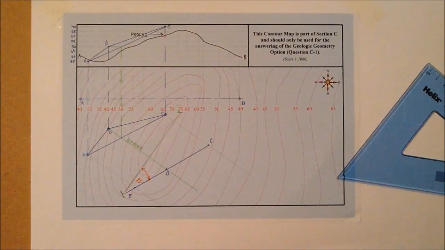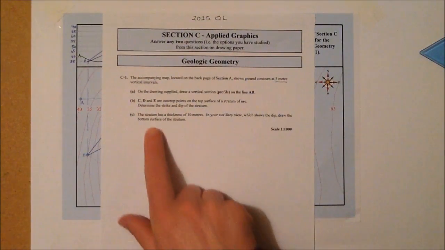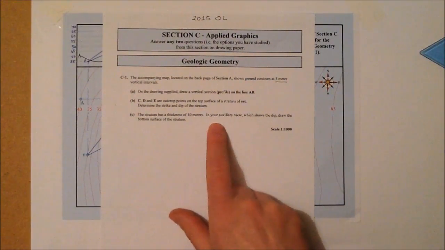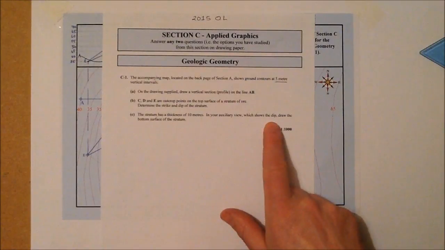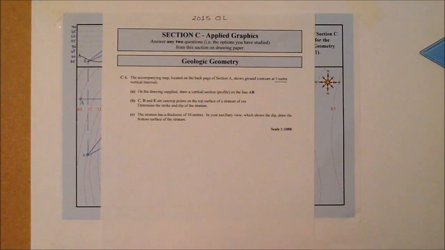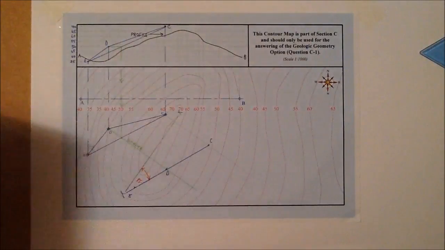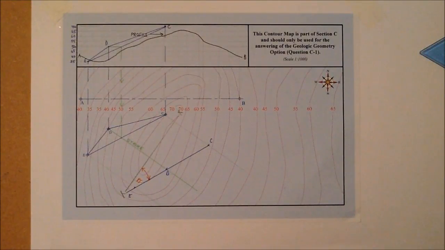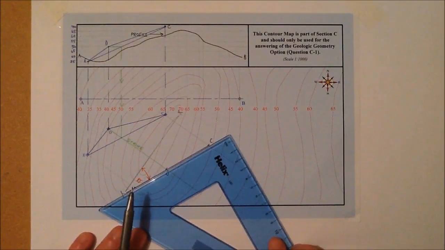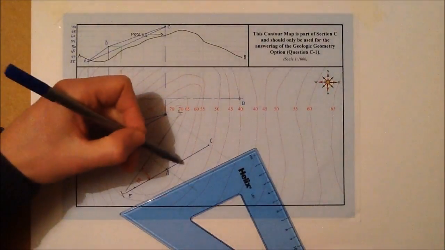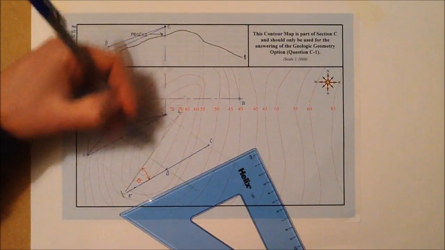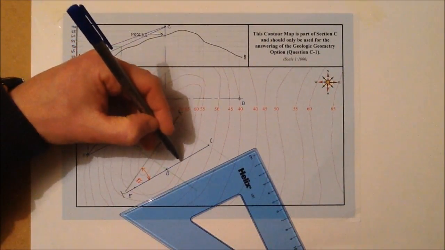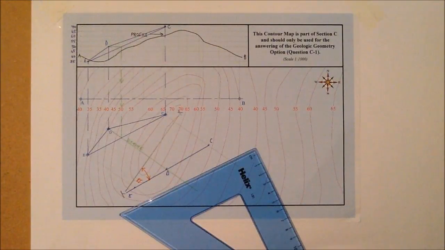Okay, the last part again of the question, which is part C. The stratum has a thickness of 10 meters. In your auxiliary view, which shows the dip, draw the bottom surface of the stratum. Okay, so this is quite simple. You're drawing the bottom surface. We know this is the top surface of the stratum if you're looking from the XY line. So we're going to draw the bottom one, which is going to be this side towards the XY line.